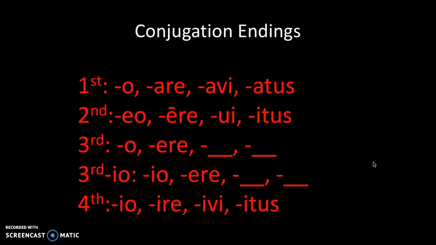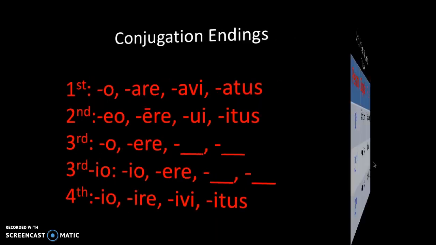Now the conjugation endings are the same. First is o, are, avi, atus. Second is eo, ere, ui, itus. Third is o, ere, blank, blank. Third io is io, ere, blank, blank. Fourth is io, ire, ivi, itus.